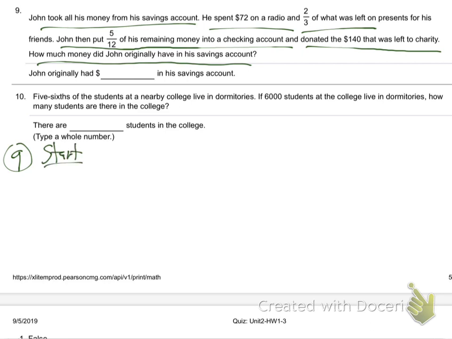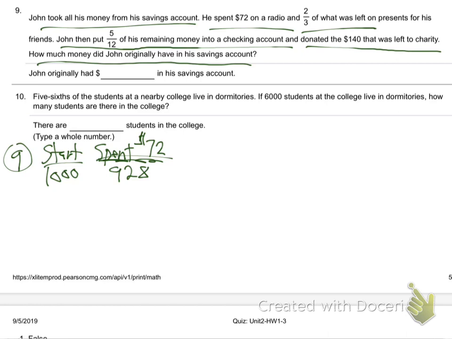I'm going to start. Maybe he had $1,000. I have no idea. And then what did he do? Spent 72. So if you use your calculator, you would subtract 1,000 minus 72. That would leave him with 928.